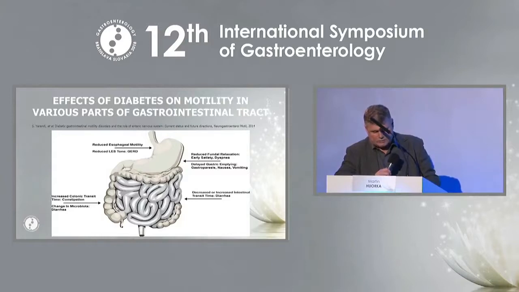There are parts of the gastrointestinal tract which are affected by this neuropathy. At first, the esophagus and reduced lower esophageal sphincter pressure, whose clinical unit is reflux disease, then reduced fundal relaxation, which means delayed gastric emptying with gastroparesis, nausea, vomiting, and in the large bowel, increased colonic transit time with constipation, or decreased, which means diarrhea.